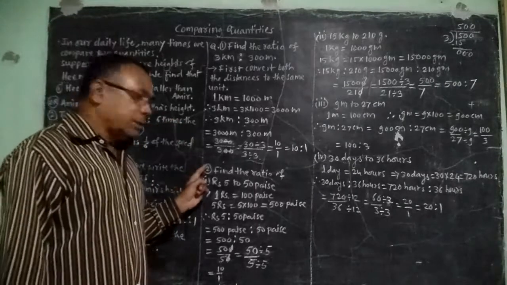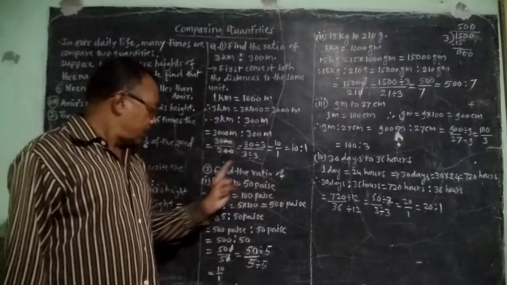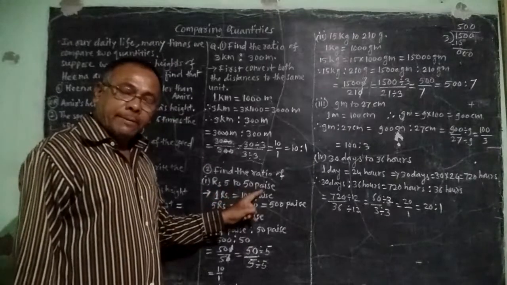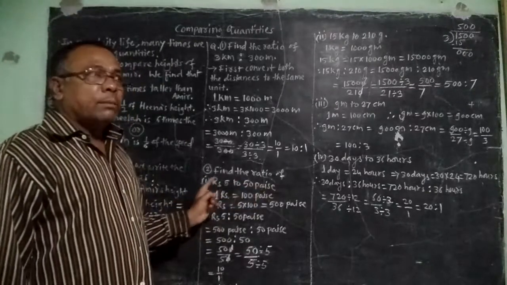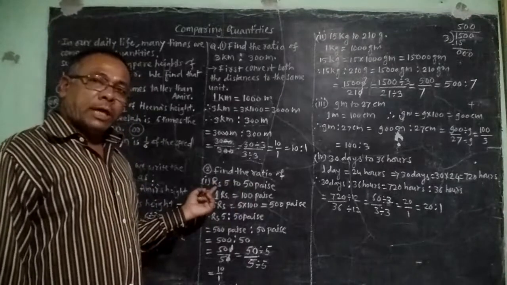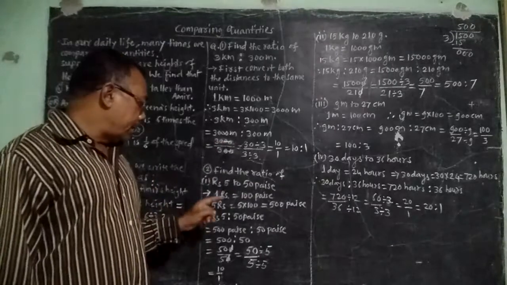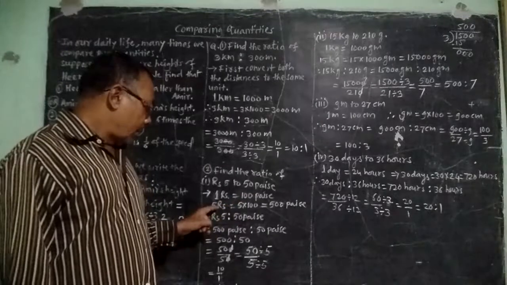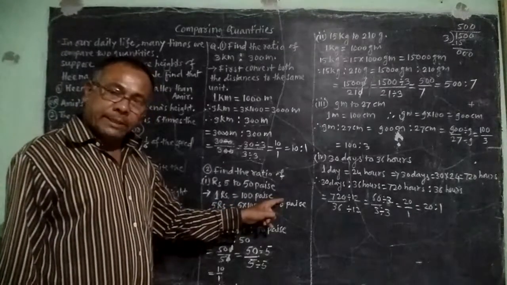Here in the second example, find the ratio of rupees 5 to 50 paise. Here rupees and paise are different units, so rupees can be converted into paise easily. We know that 1 rupee is equal to 100 paise, and therefore 5 rupees is equal to 5 into 100, that is equal to 500 paise.